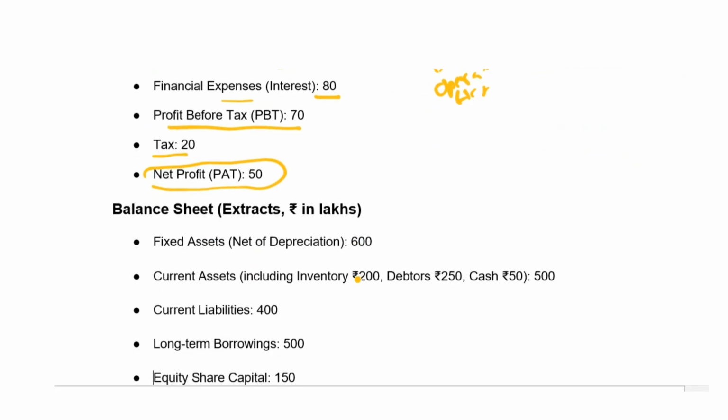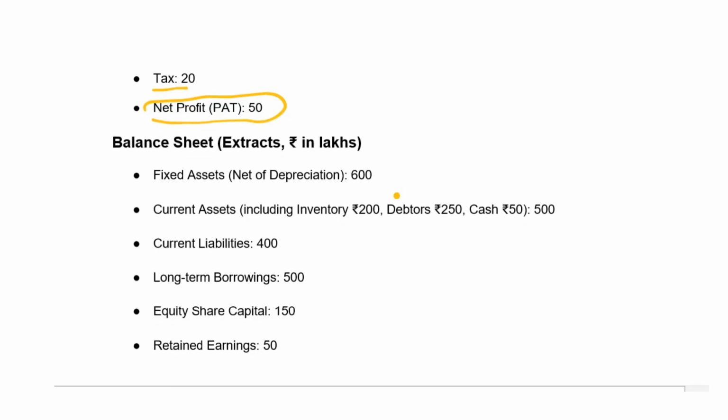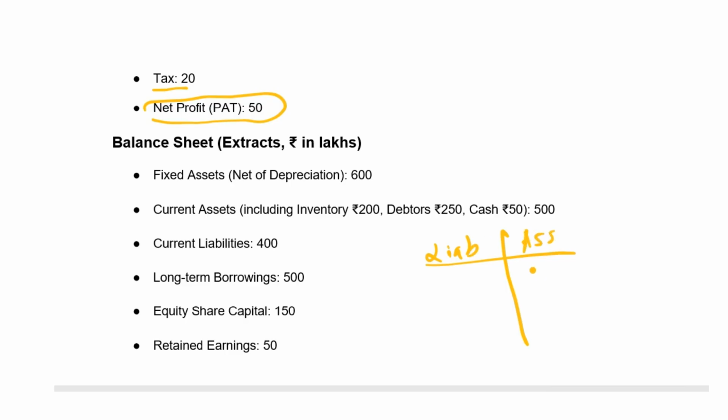Now they also have given you balance sheet. So you have fixed assets, current assets. If you look at the balance sheet, as you know, there is liability side and asset side. On the asset side you have fixed assets, 600, and then 500 current assets. On the liability side you have current liabilities, long-term borrowings, equity share capital, and retained earnings. So if you see the total, it comes to around 1100 here, liabilities and assets also 1100. So this is balanced. So this is the balance sheet data.